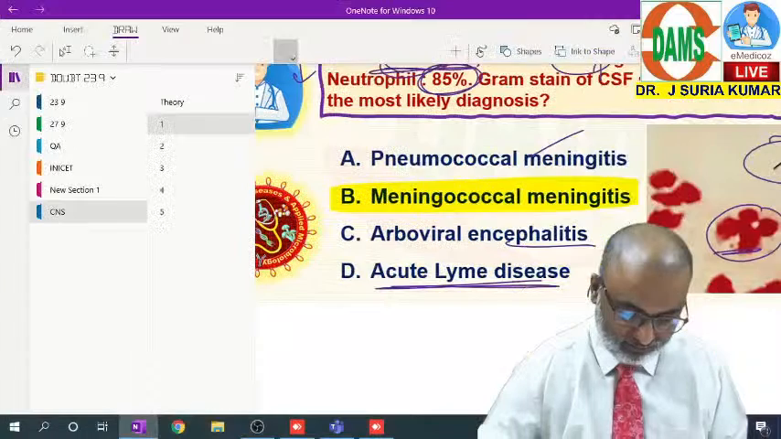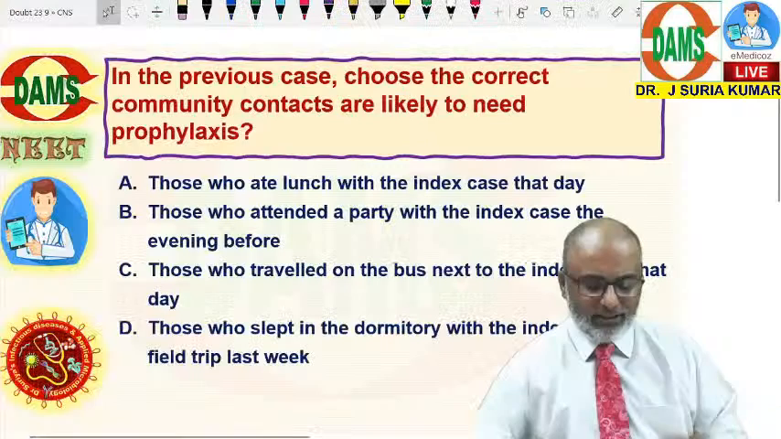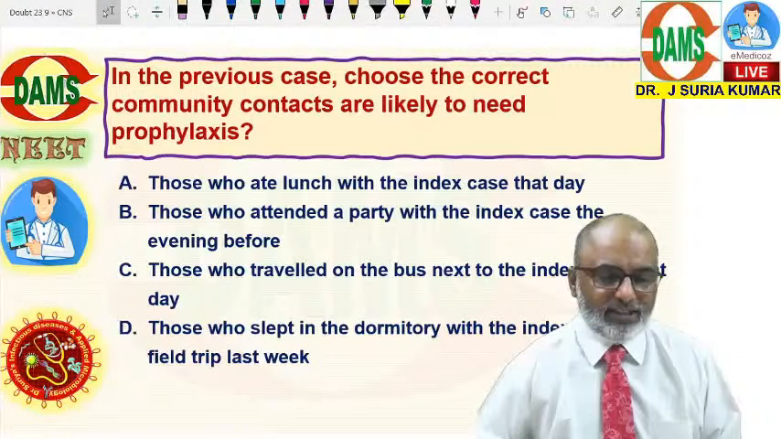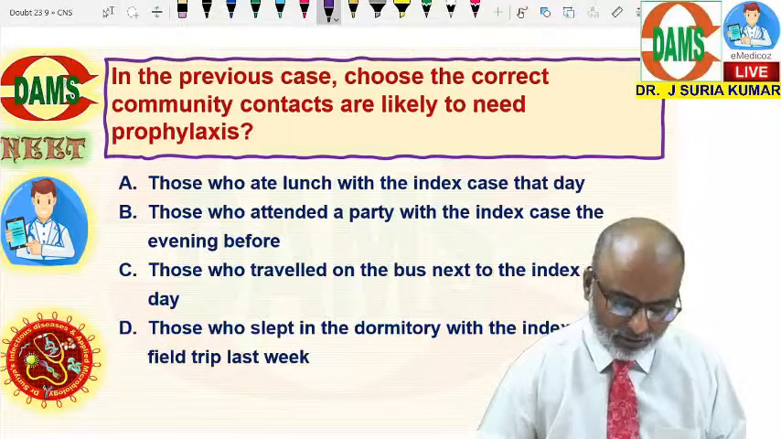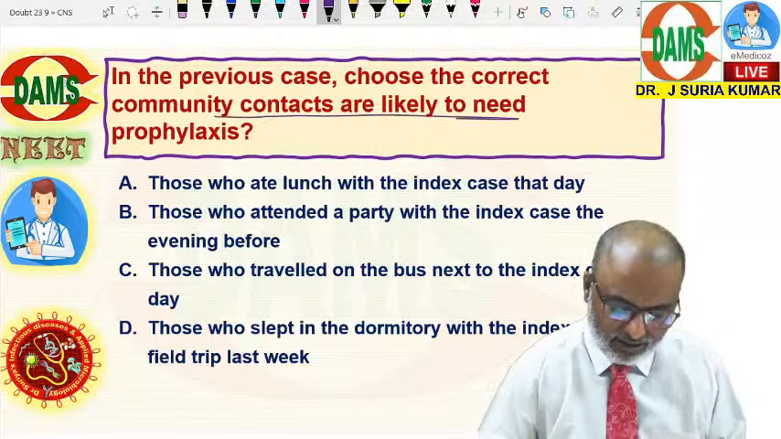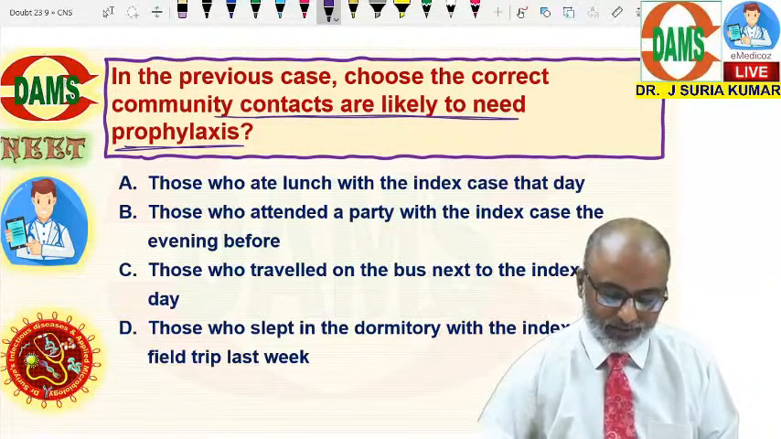Next is a continuation of the previous question. In the previous case, that 18-year-old girl in the dormitory developed the disease. Choose which community contacts are likely to need prophylaxis. Very practical question. We are likely to get questions like this in future.